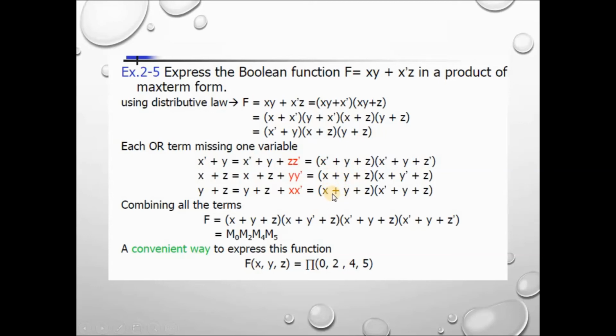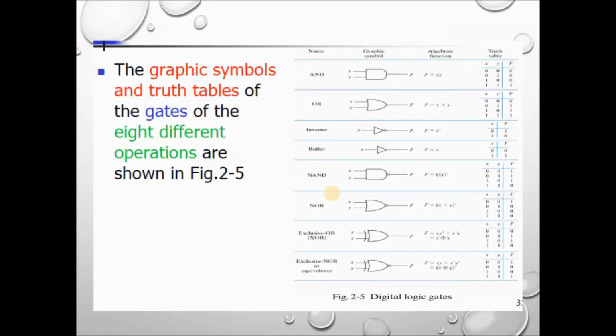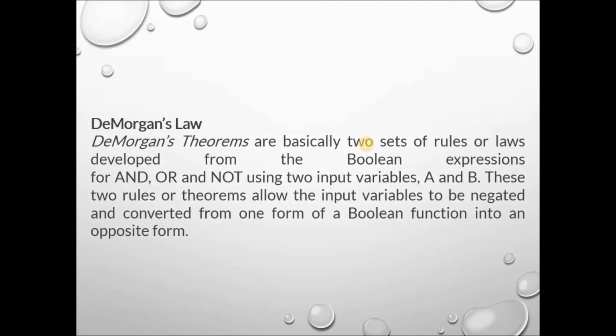Done. Sum of min terms and sum of max terms also we have done. Try to understand, this is easy. And these are graphic symbols of truth tables. Already we have done that, the AND, OR, NOT operators. De Morgan's law is also there in your syllabus. De Morgan's theorem is basically two sets of rules, laws developed from the Boolean expressions for AND, OR, NOT.